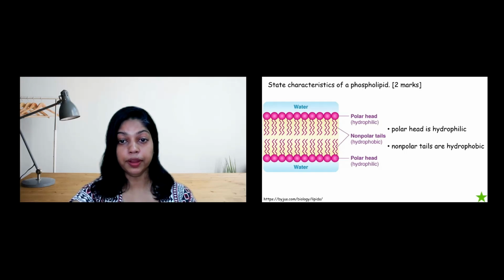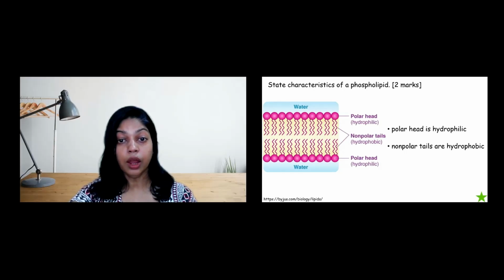A phospholipid has a head and two tails. The head is polar, which means it has electric charges. The electric charges attract water, so the head is called hydrophilic. Hydro means water, philic means love. So hydrophilic means water-loving.